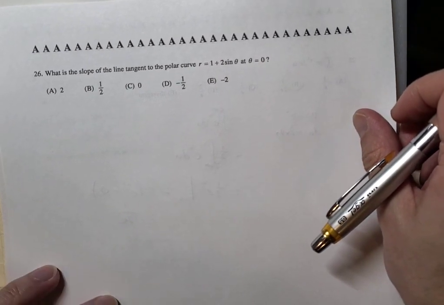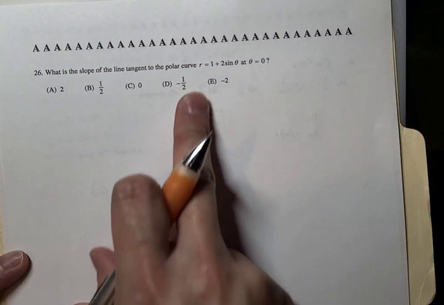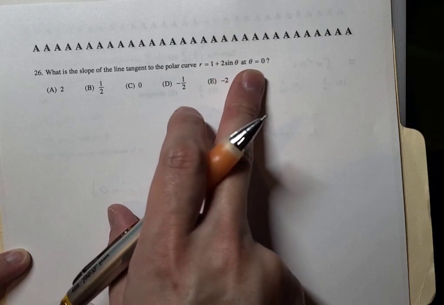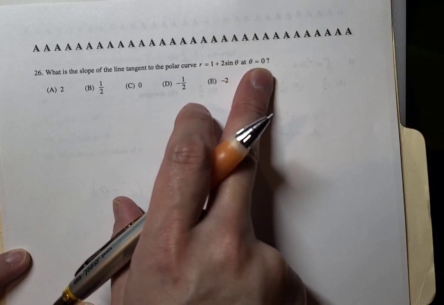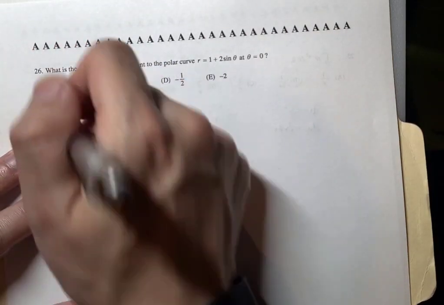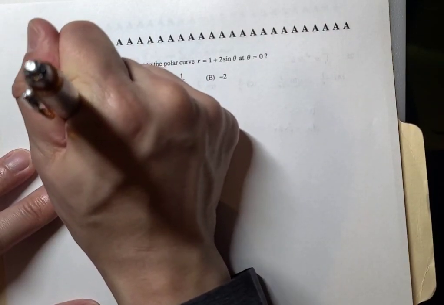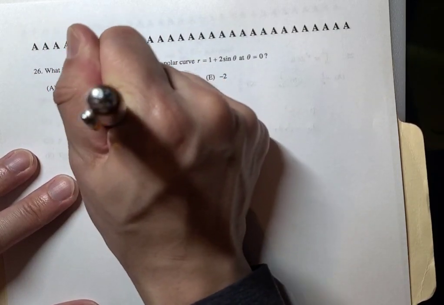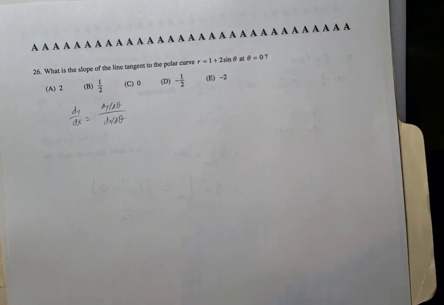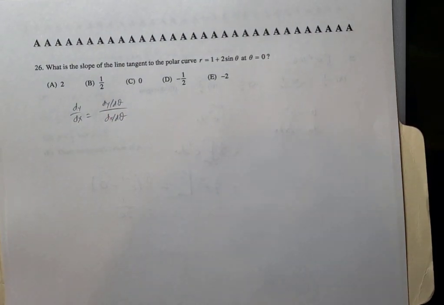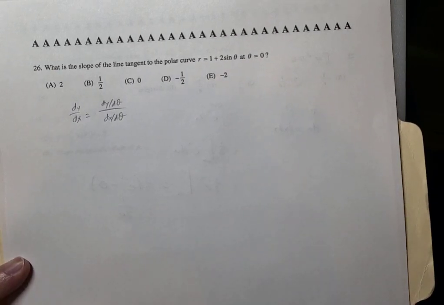What is the slope of the line tangent to the polar curve r equals 1 plus 2 sine theta at theta equals 0? Remember, the slope of the tangent line is dy/dx, which is dy by d theta over dx by d theta, similar to a parametric equation. What are dy d theta and dx d theta? This is the part that I don't memorize. I just derive it every time.